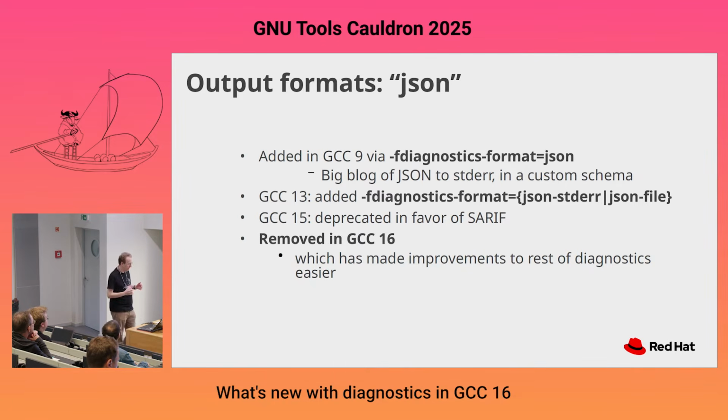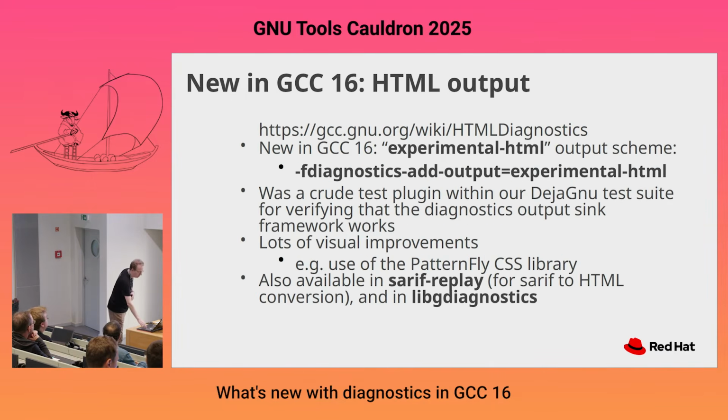So in terms of output formats, we can output diagnostics as text, and we can output them in machine-readable form as SARIF. And new in 16 is HTML output. This is experimental HTML, so -fdiagnostics-add-output=experimental-html. I don't know at what point and by what criteria it should lose that experimental weasel word prefix, but you'll see the state of it.